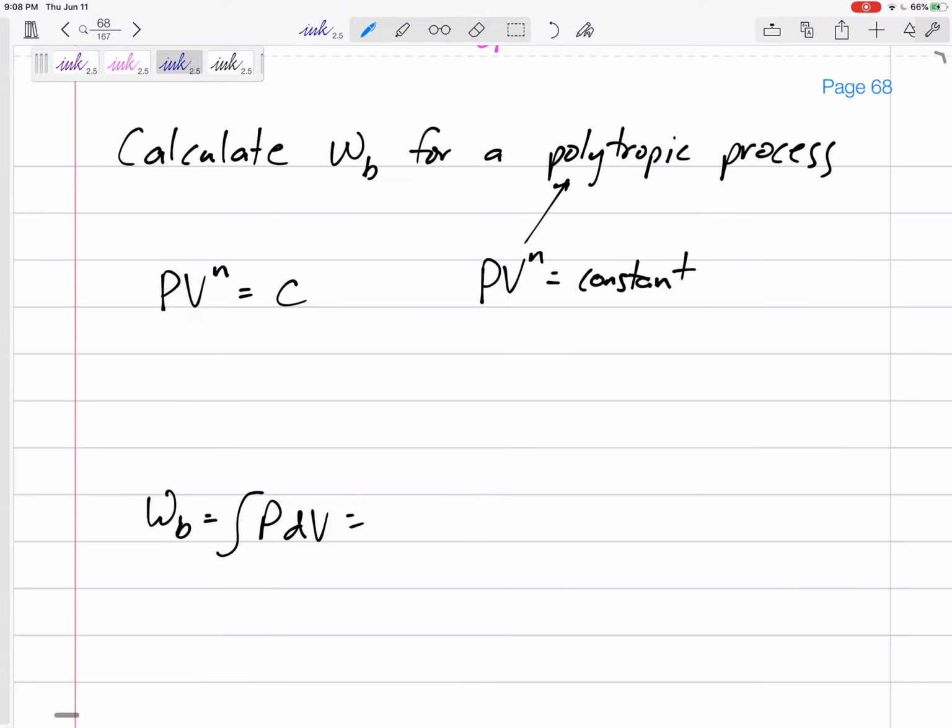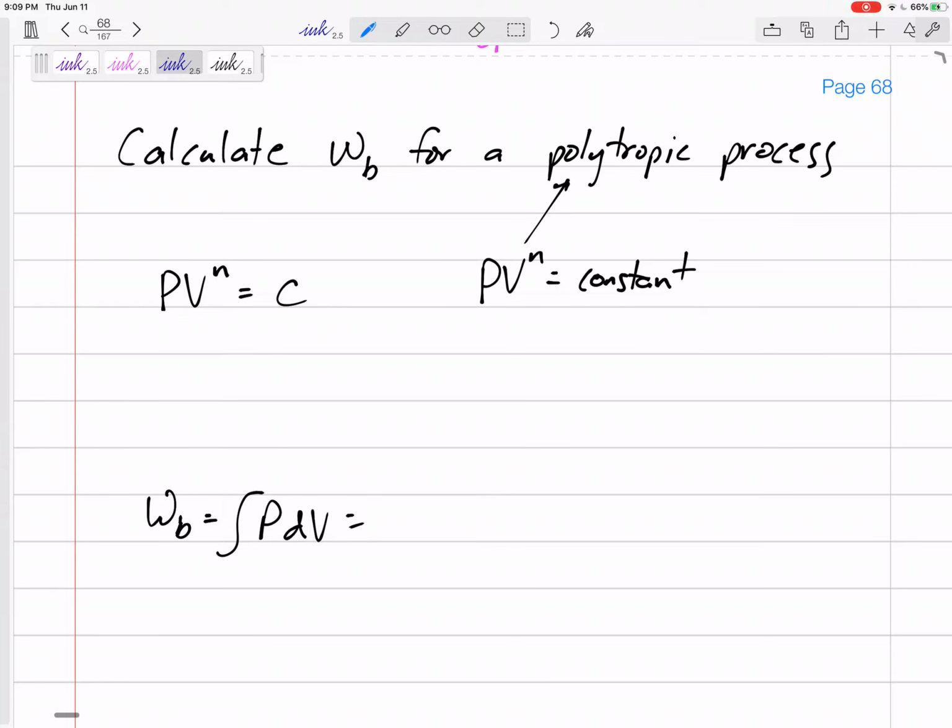All right, let's calculate boundary work for a polytropic process. Now this can happen, very common. It's not the fact that PV is constant, but PV to some power. Maybe it's an N of 0.3, maybe it's an N of 2, or it could be any value. But what if it's not the fact that PV is constant, but PV to some weird power?